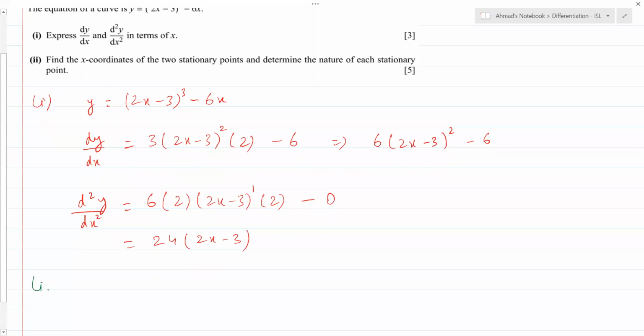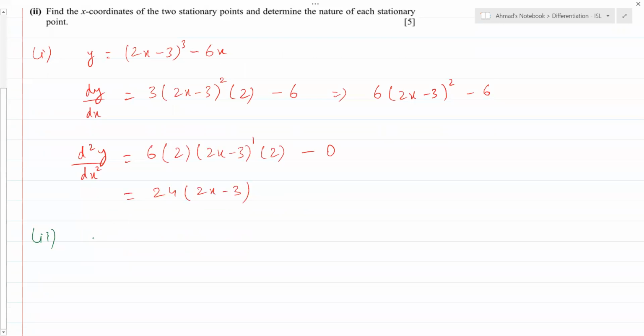Okay, so let's look at part 2 now. हमने dy over dx भी फाइंड कर लिया और d2y over dx square भी फाइंड कर लिया. Now we need to find the x coordinates of the two stationary points. ठीक है. तो stationary point कैसे फाइंड करते हैं? We put dy over dx equal to 0. ठीक है. Why are we doing this? For finding the stationary point.